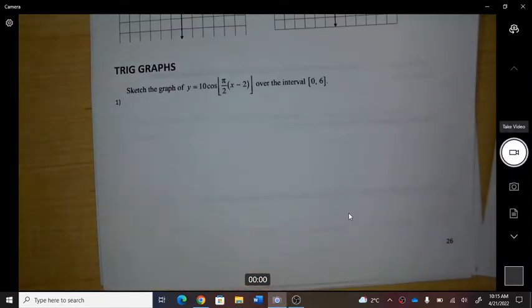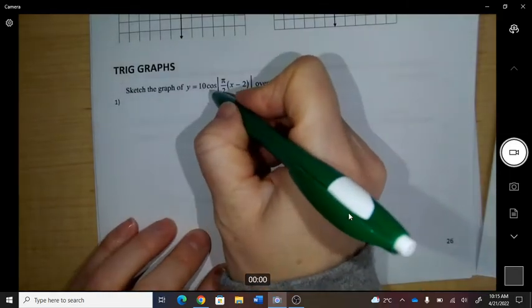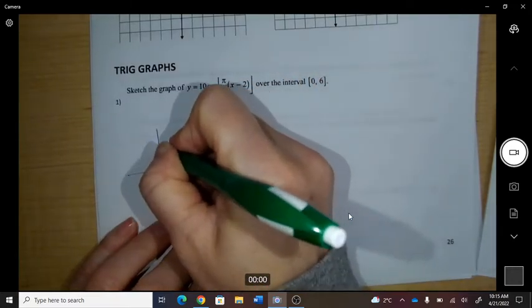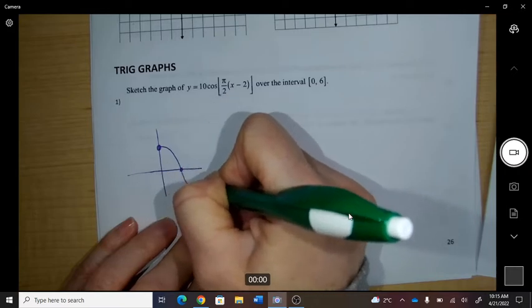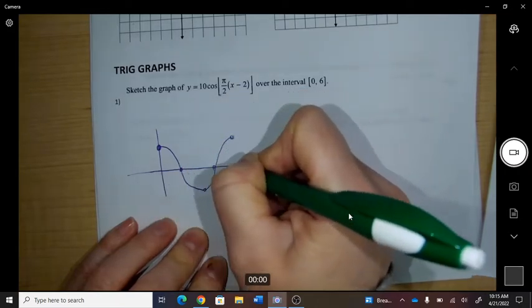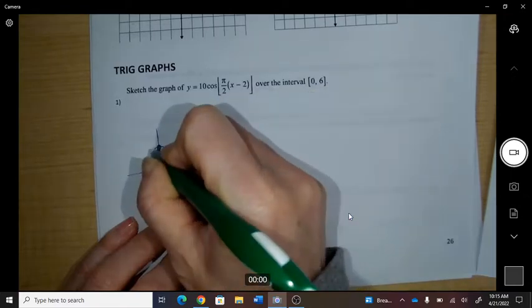Okay, sketching the graph of a trig curve. So the first question, it's a cos curve. A cos curve starts at the top, middle, bottom. So this is one period of a cos curve. Obviously, it will keep going.